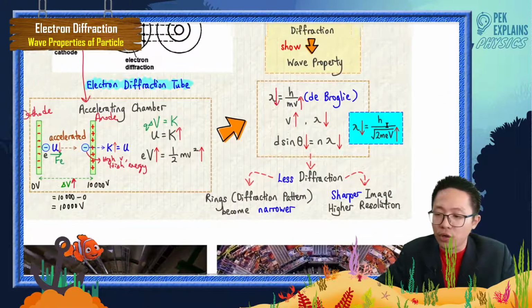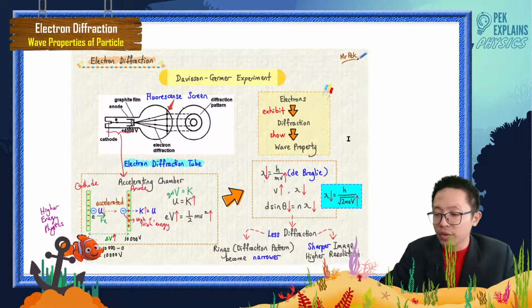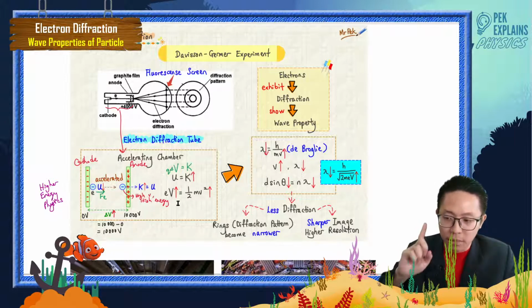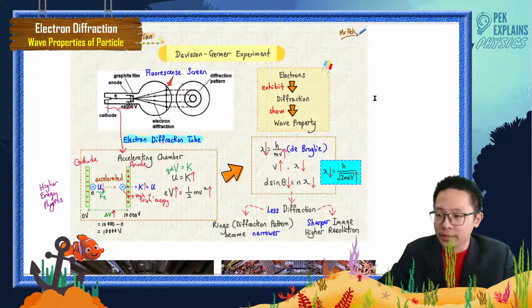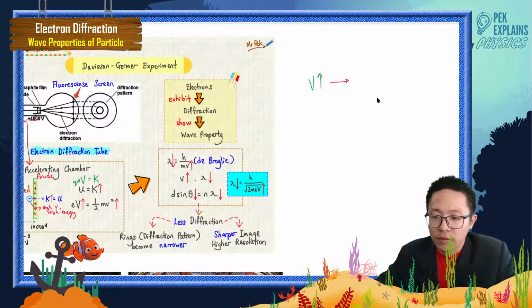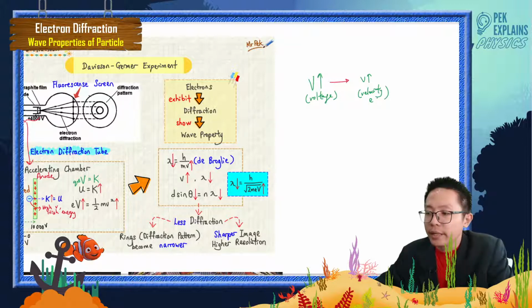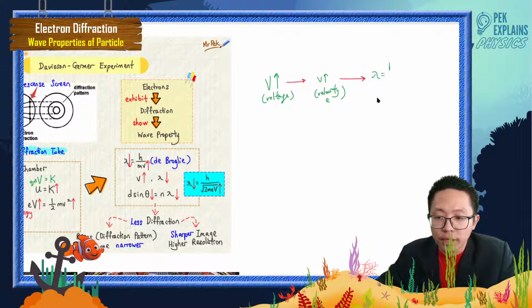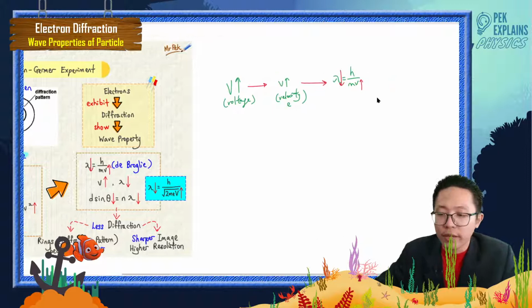Okay, so I think that's all for this. So you asked me why we need an accelerating chamber. It is to apply a high voltage. Remember, apply a high voltage in order to get a high velocity. This is the voltage, and this is the velocity of the electron. And why do I want the high velocity? Because according to the formula h over mv, when you have a high velocity, you have a very small wavelength, and small wavelength is good.